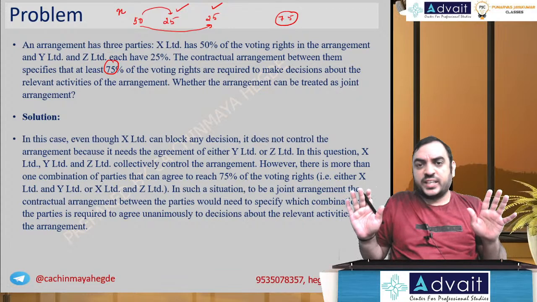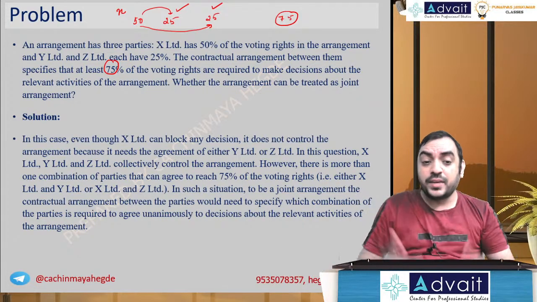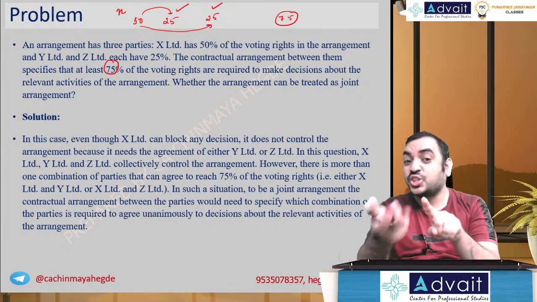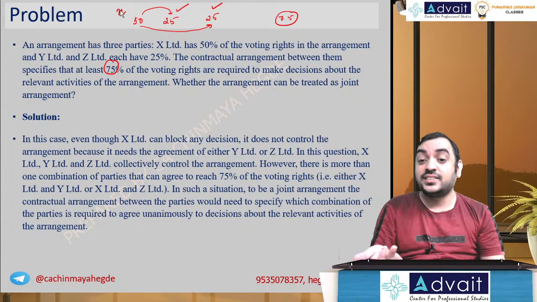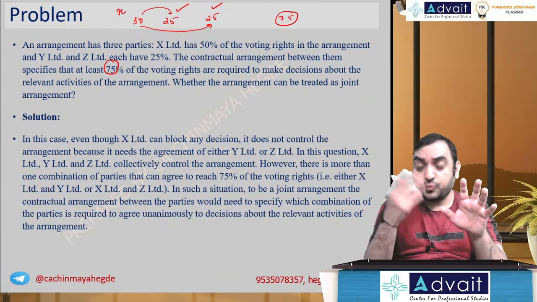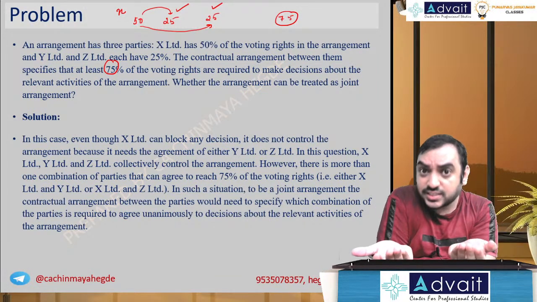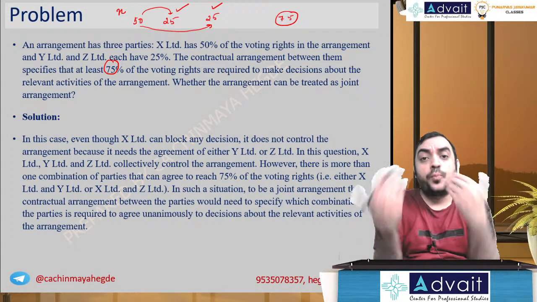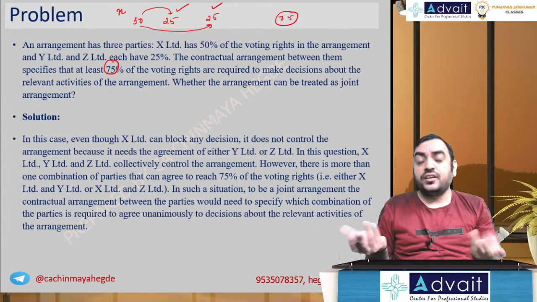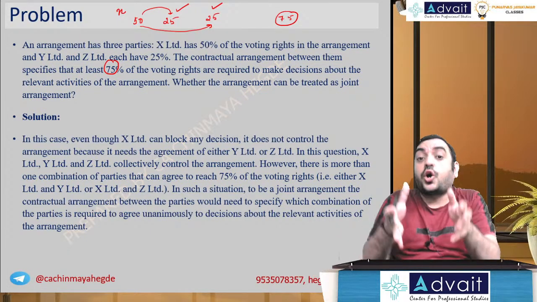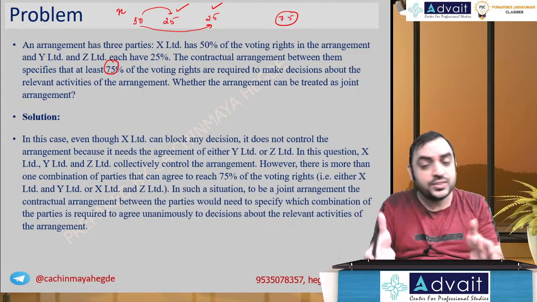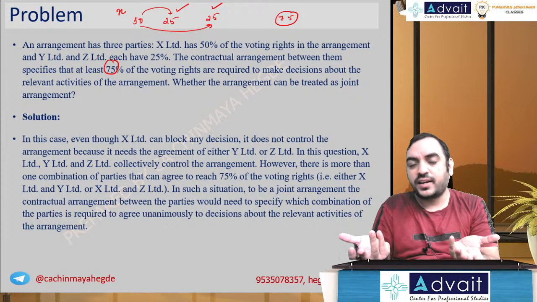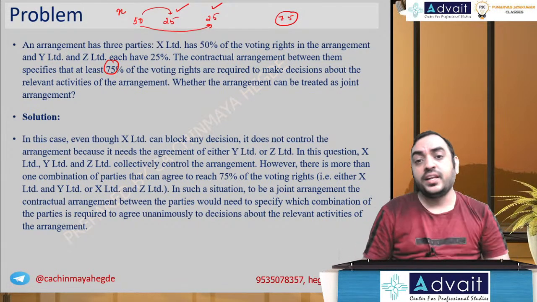But definitely there is no explicit joint control. Is there implicit joint control? That depends on whether there is any contractual arrangement between the parties. Because if X and Y, are they obliged to say yes? They can differ. Similarly, X and Z, are they obliged to say yes? No, they can differ. Which means if there is no contractual arrangement between X and Y, X and Z, or Y and Z, then we can say there will not be any joint control.